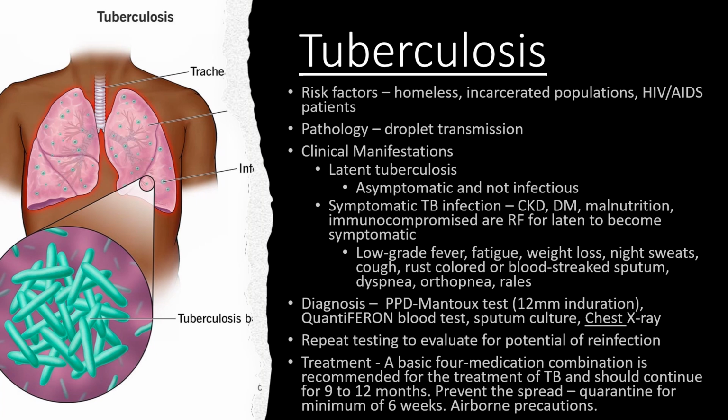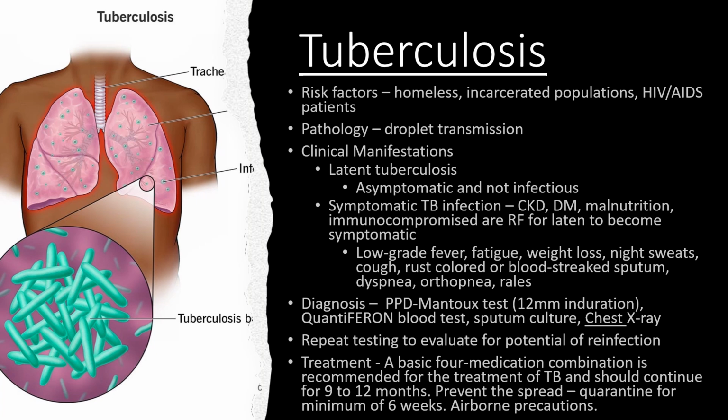The problem with this is when the patients become immunocompromised or something happens that makes it easy for the TB to become primary or symptomatic. Different factors include HIV infection, diabetes, chronic renal disease, long-term steroid use, sepsis, or malnutrition. So the TB then has the ability to become infectious and symptomatic. Symptoms are a low-grade fever, fatigue, and weight loss. They can have night sweats, cough, and rust-colored or blood-streaked sputum, so they're coughing up blood. They're short of breath.